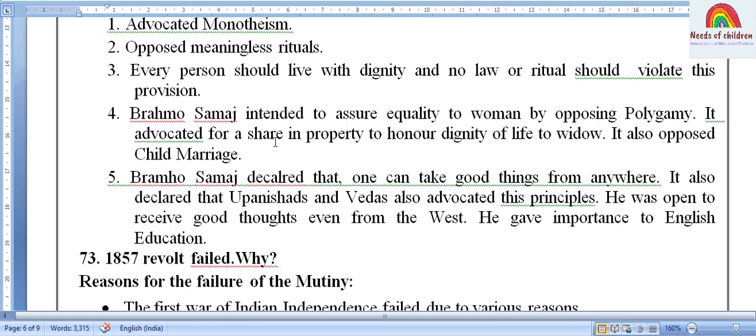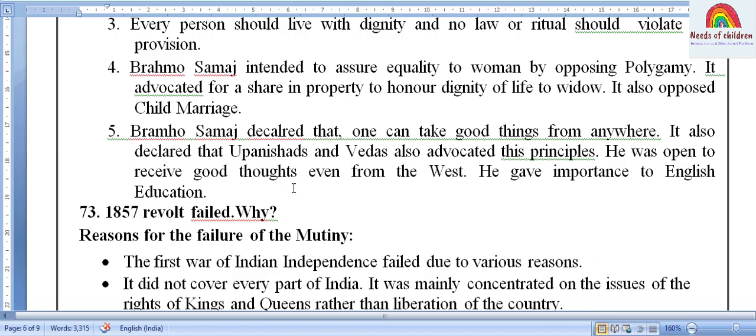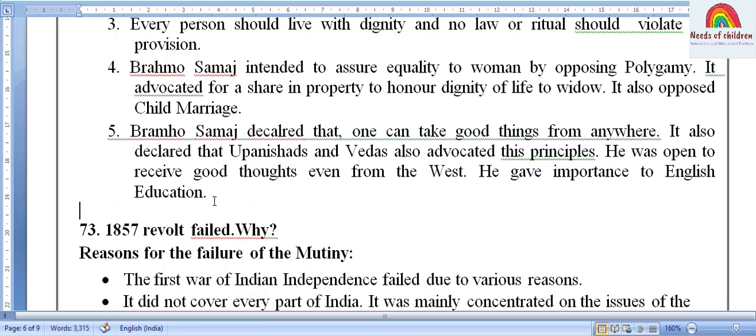Brahmo Samaj intended to assure equality to women by opposing polygamy. It advocated for a share in property to honor the dignity of life of widows. It also opposed child marriage. Brahmo Samaj declared that one can take good things from anywhere. It also declared that the Upanishads and Vedas also advocated these principles. He was open to receiving good thoughts even from the West. He gave importance to English education. So these are the points. So let's move on to the next question.